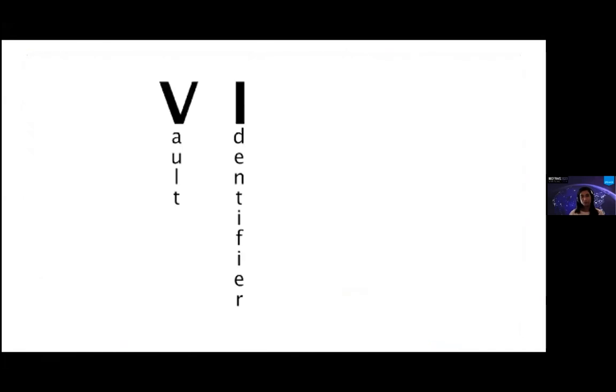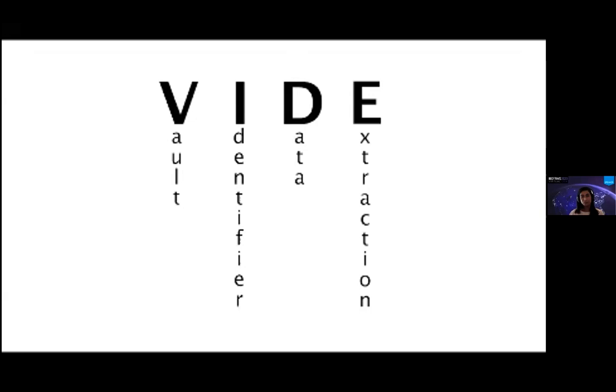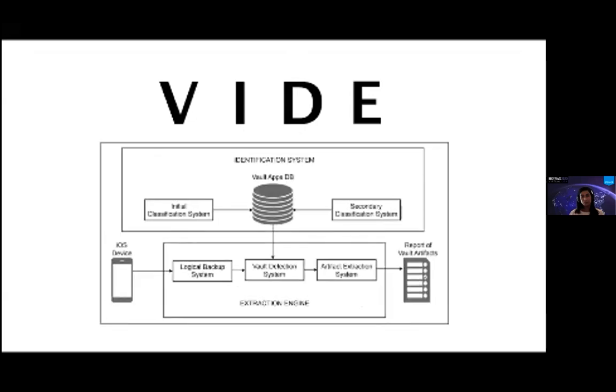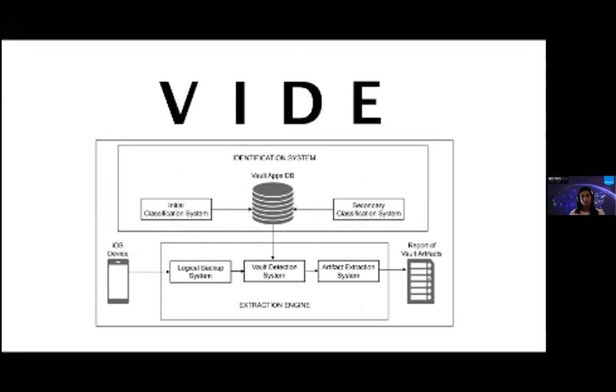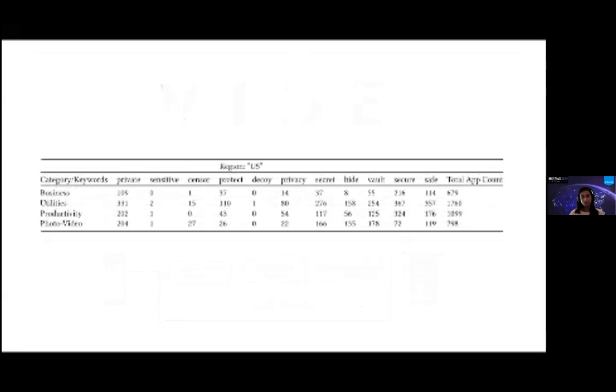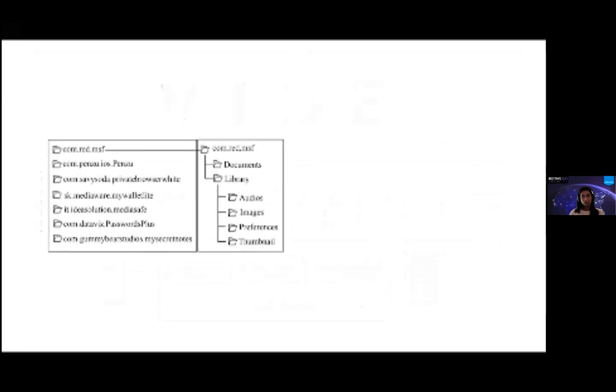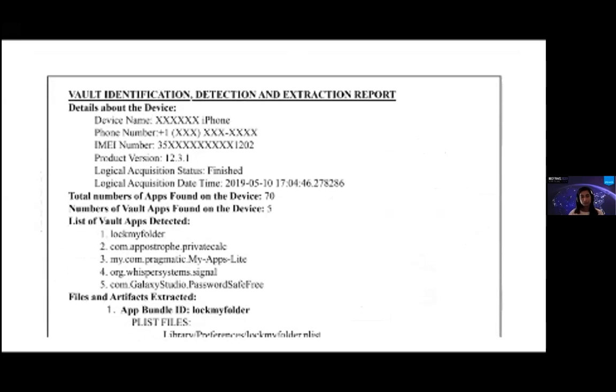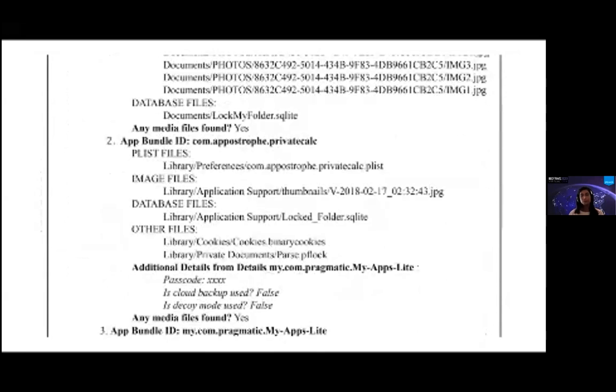The Vault Identifier and Device Extraction tool is an automated software that can be used to both identify content hiding applications and extract the data locked behind the app's code. First, the software's identification system scans for Vault apps by using prior search information obtained from relevant app stores. Afterwards, a logical acquisition of the smartphone is done by utilizing backup data utility tools. From here, VIDE's extraction engine can analyze the data from the Vault app and generate a report. While this software is only available for iOS currently, this approach can be easily extended to Android-based devices as well.